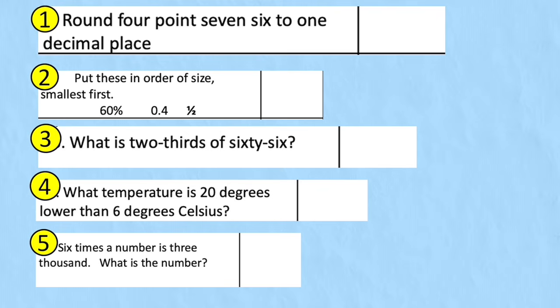Question 3, what is 2/3 of 66? We have a fractions of amounts. And then what temperature is 20 degrees lower than 6? We have a temperature question. And finally, 6 times a number is 3000. What is the number? That's like an inverse number family question.